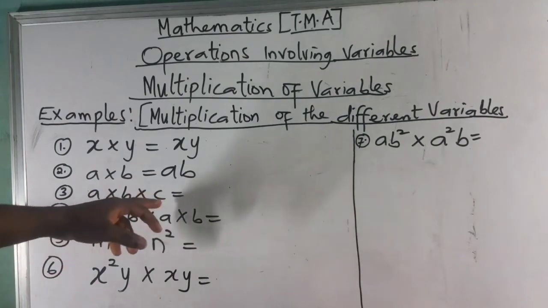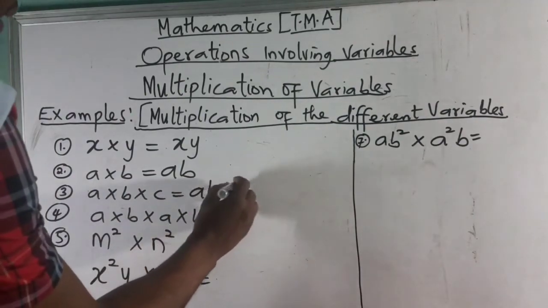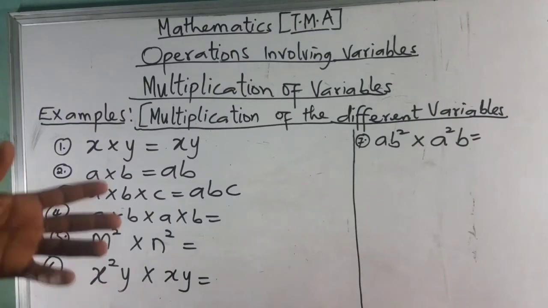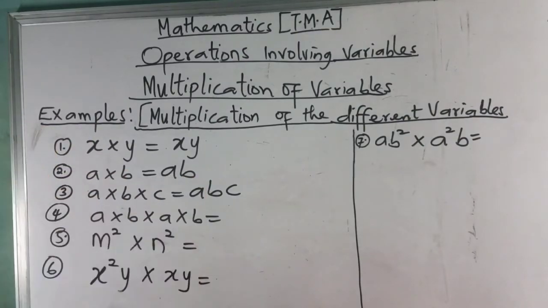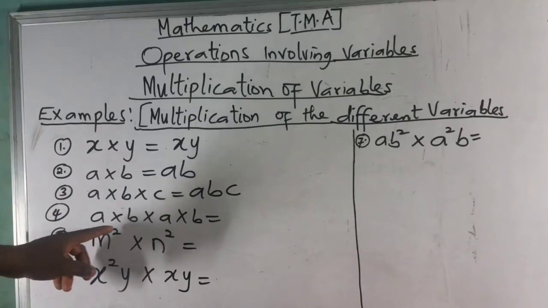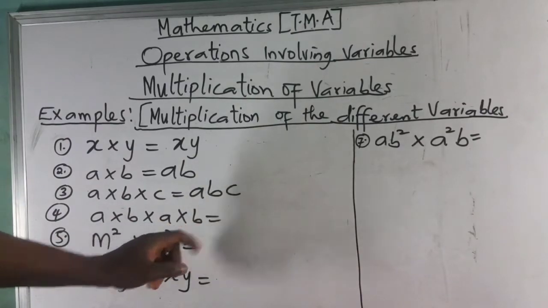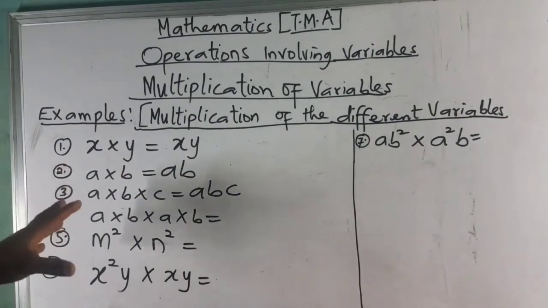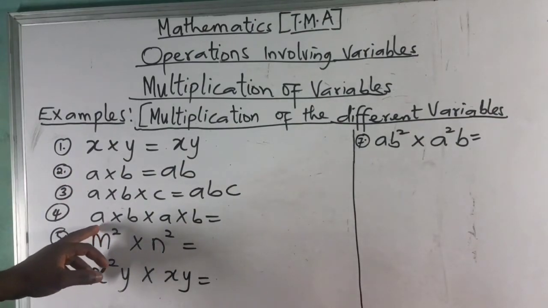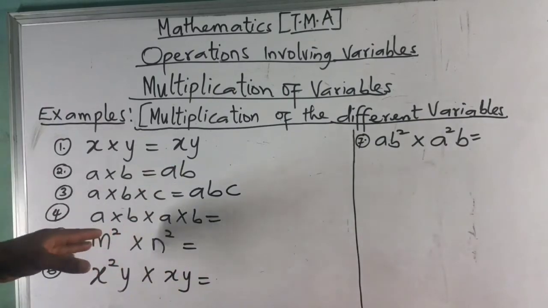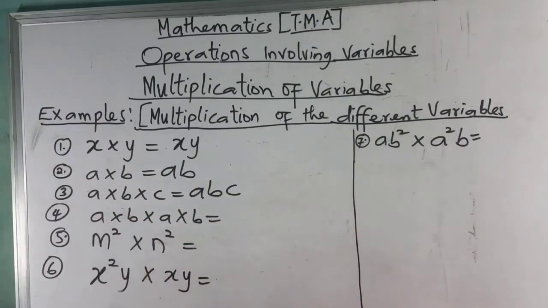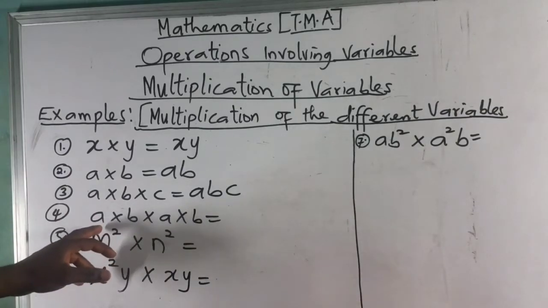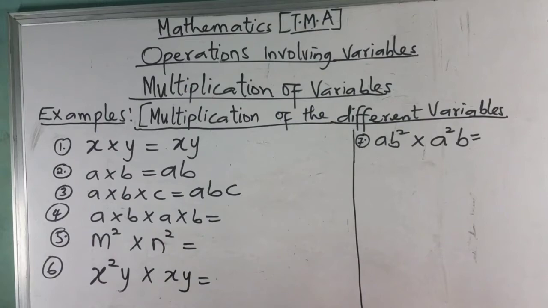Also we have a times b times c. That would be abc. If you have a times b times c times d times e, at the end of the day, they come together. The next one, if you look at this carefully, we have a times b times a times b. Although they are different, there are still the same variables there. So the ones that are the same come together.